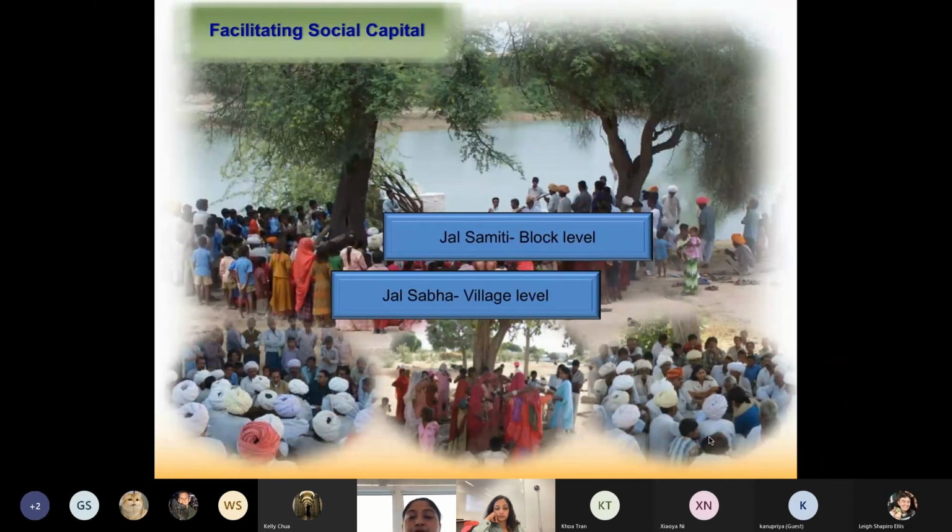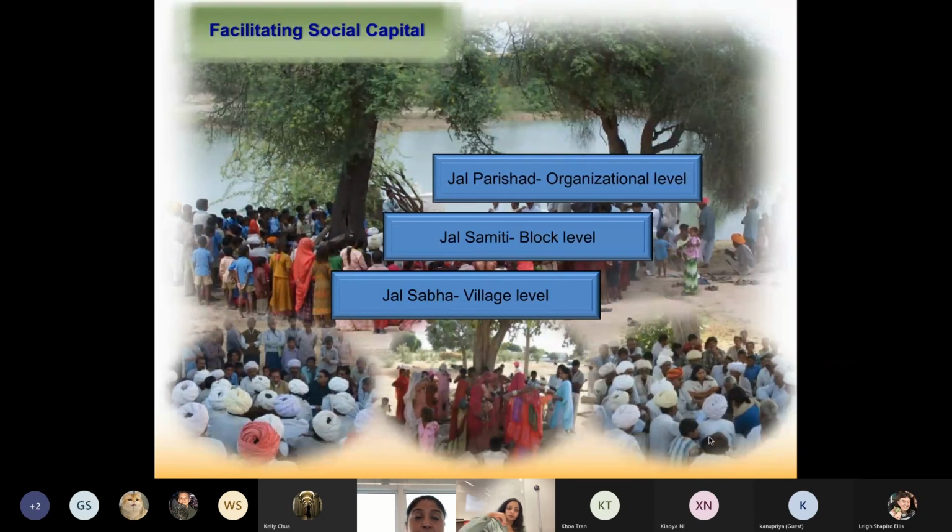Then we have what we call the Jal Samiti. A Jal Samiti is basically at the block level. Water is a shared resource. So if we are doing a water project, it might just happen that the catchment of that water project is in one village, but the harvesting and the storage structure might be in another village. So the idea is to bring people from a certain block, a certain area together, so there is a consensus. The water might flow from one village to the other, stored in the other village, but the people in the catchment can also use the water. So that is the purpose of the Jal Samiti.